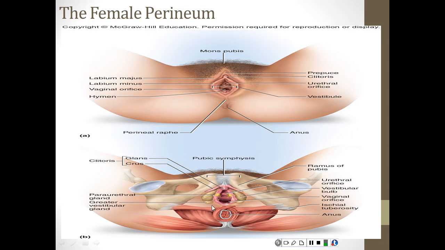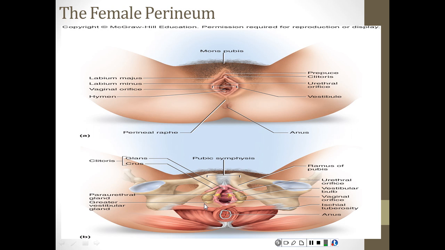Then we have these glands here. These are the vestibular glands, one on either side of the vagina. They look like a little pea right here, pea-shaped glands, and they have a small duct. You know, glands always have ducts. These ducts open into the lower portion of the vagina. Okay, and they keep the vagina moist, and during sexual excitement, these two glands provide most of the lubrication.